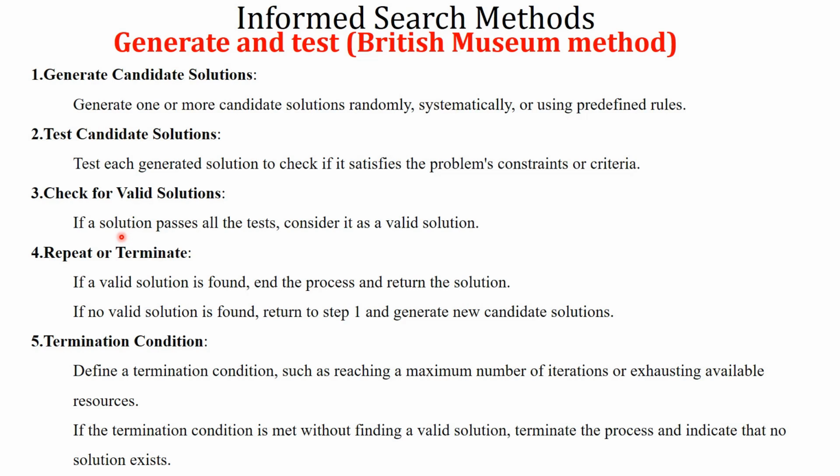Once the candidate solutions are generated, we have to check for the valid solution. If a solution is passing all the tests, then that is considered to be the valid solution. The next step is to check whether we have found the valid solution or not. In case a valid solution is found, we need to end the process and return the solution. In case there is no valid solution, we will return to the first step and start generating new candidate solutions.